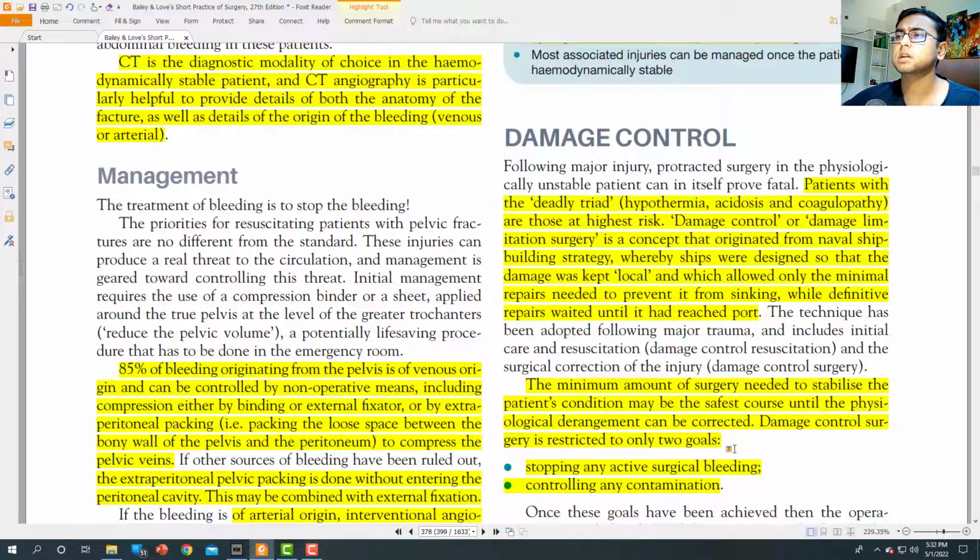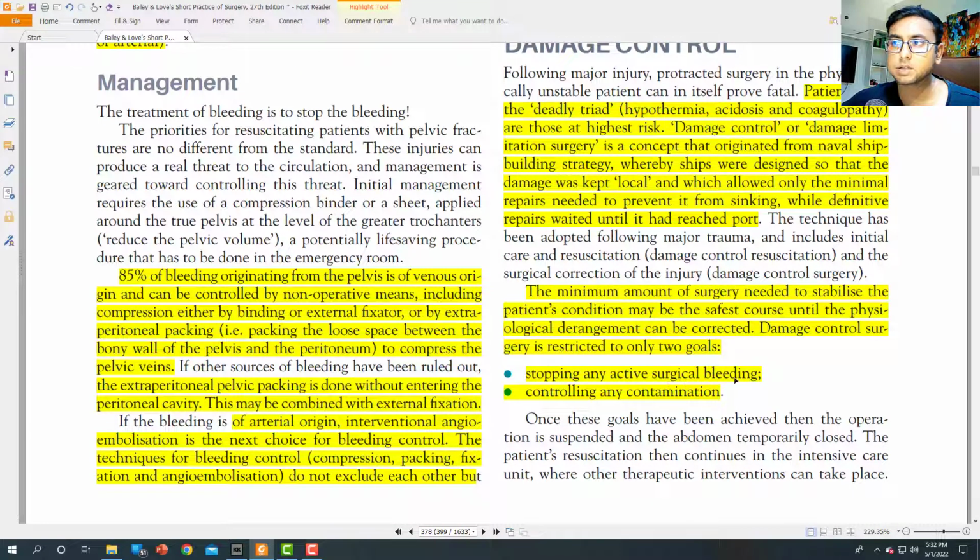The minimum amount of surgery needed to stabilize the patient's condition may be the safest course until the physiological derangement can be corrected. Damage control surgery is restricted to only two goals: stopping any active surgical bleeding and controlling any contamination. So two things we must remember: one is stopping any bleeding points and the other is controlling contamination. These are the two unique principles.